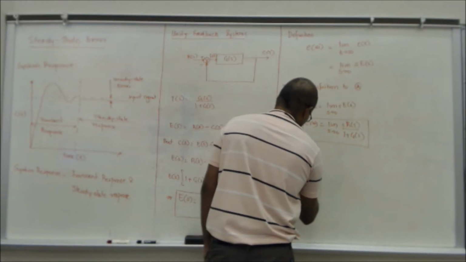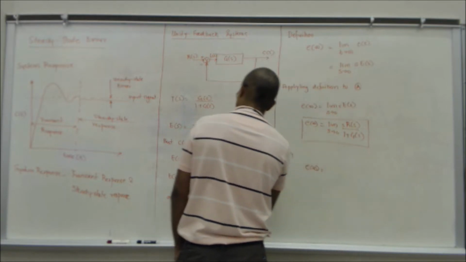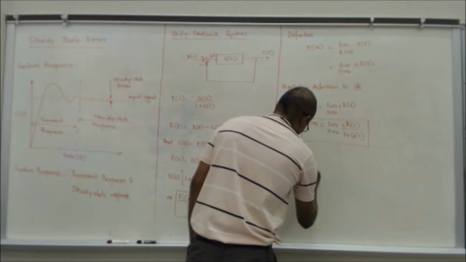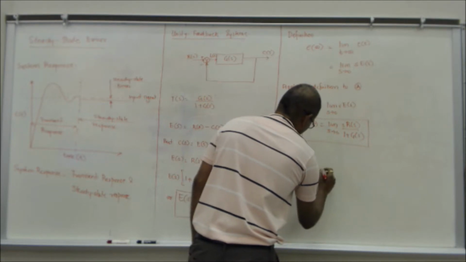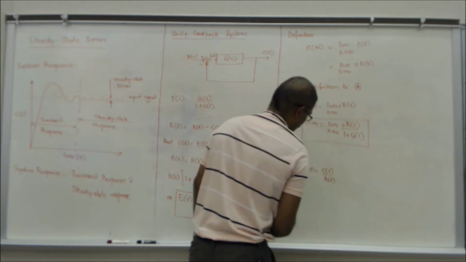Similarly, E infinity can also be expressed as, look at what is T of S. T of S is simply T of S, R of S. Okay.